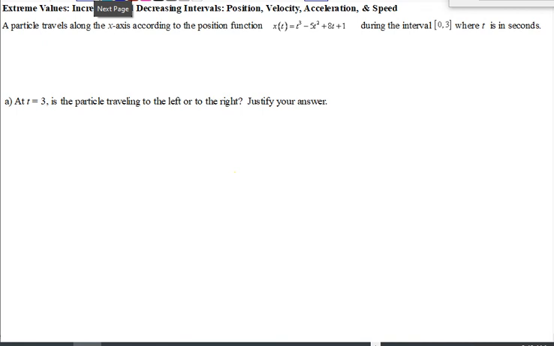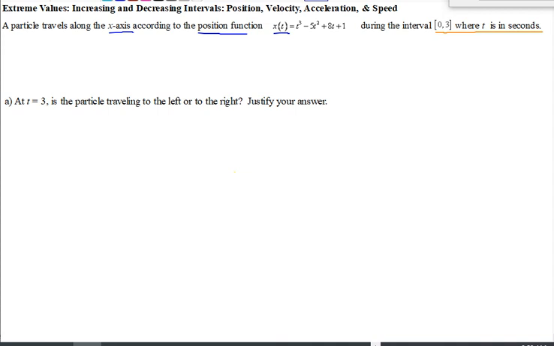Alright, so one more that just has multiple parts to it here. So it says the particle travels along the x-axis according to this position function. And the interval is just 0 to 3. So again, it's the x-axis position function, so we call it x of t. And we're just looking at from 0 to 3 where time is in seconds again. And at time 3 is the particle traveling to the left or right.